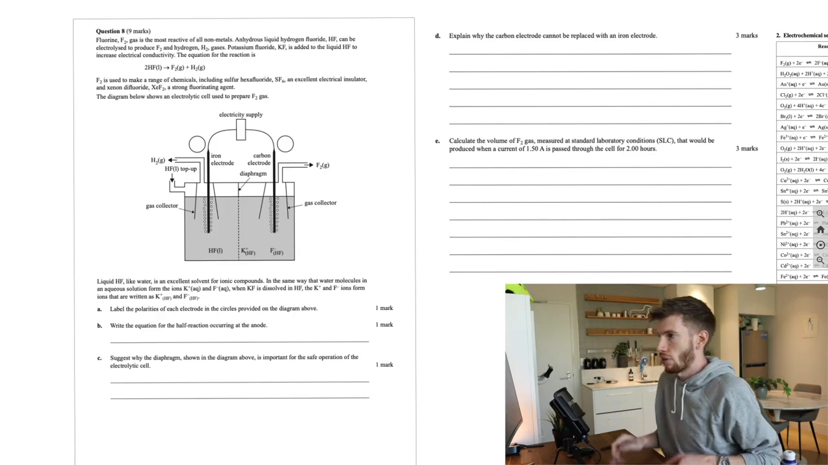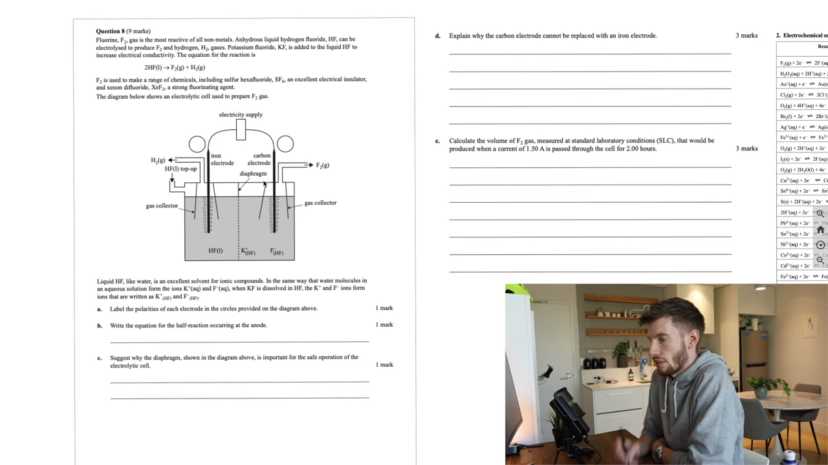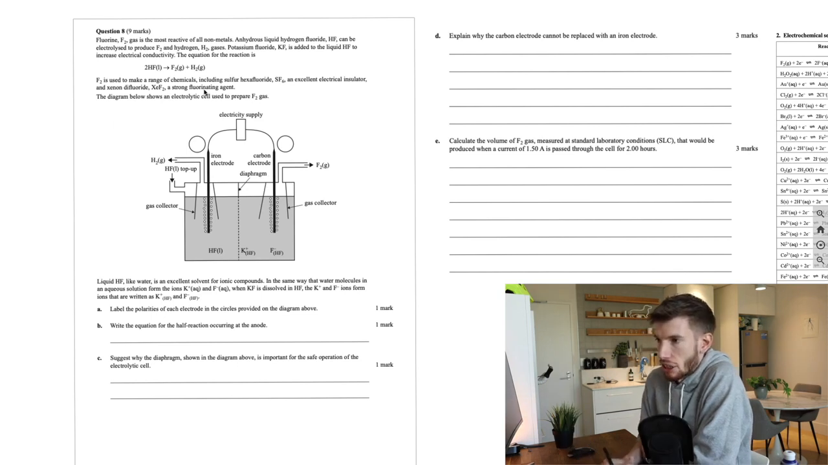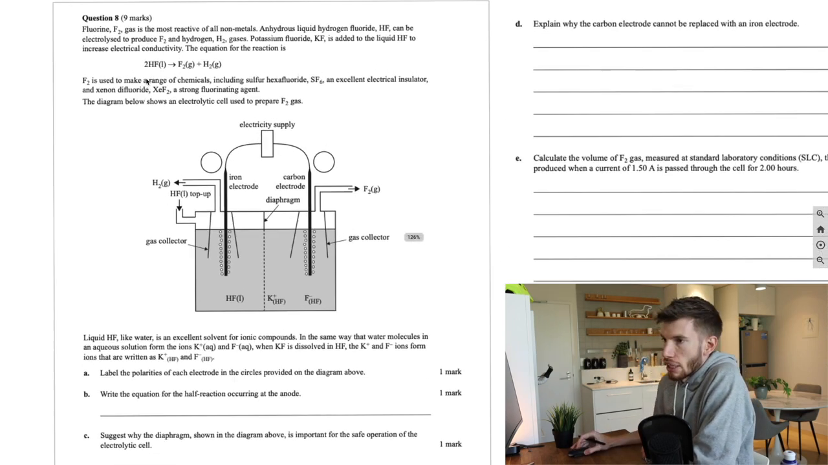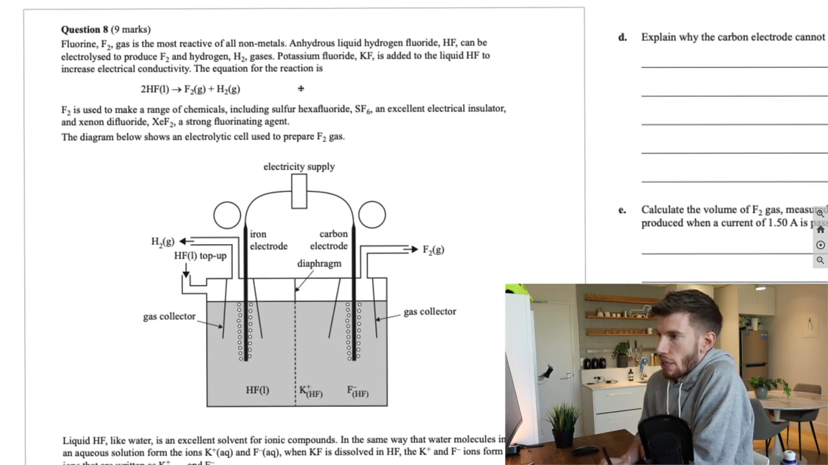All right, so this question here is taken from the 2017 exam in Section B, question 8. So if you did want to stop and pull it up and work through it as we go, that's cool. So we've got fluorine gas, and I might zoom this in a little bit here. Fluorine gas is the most reactive of all non-metals.